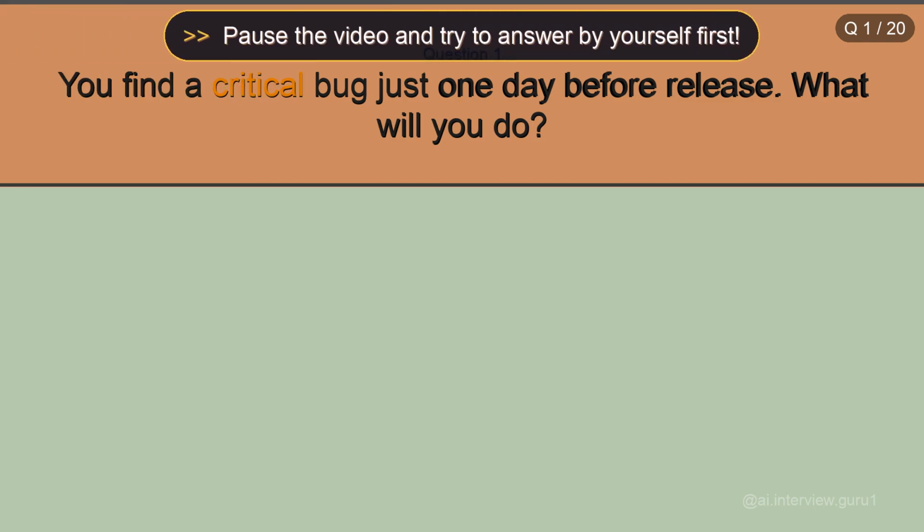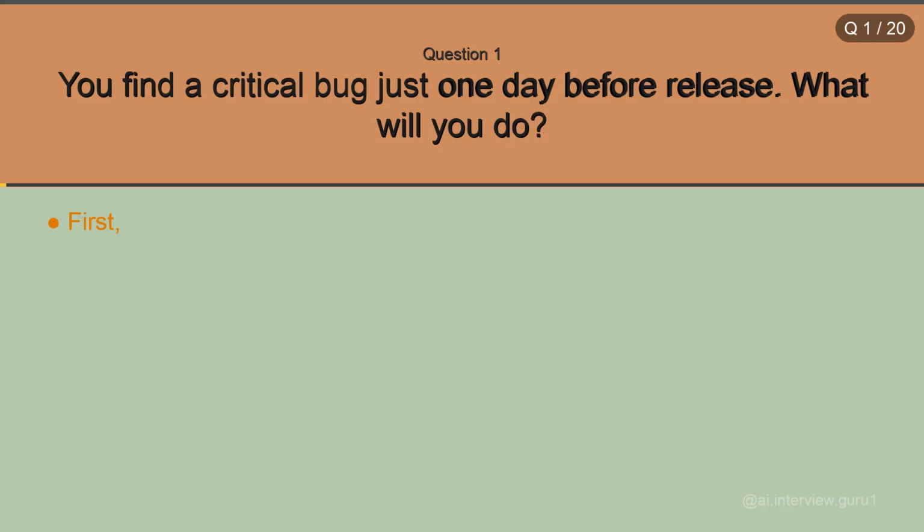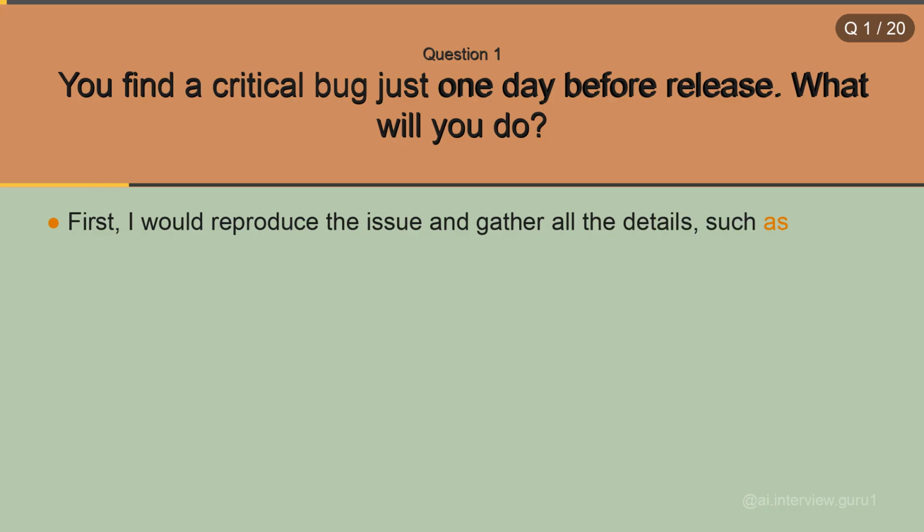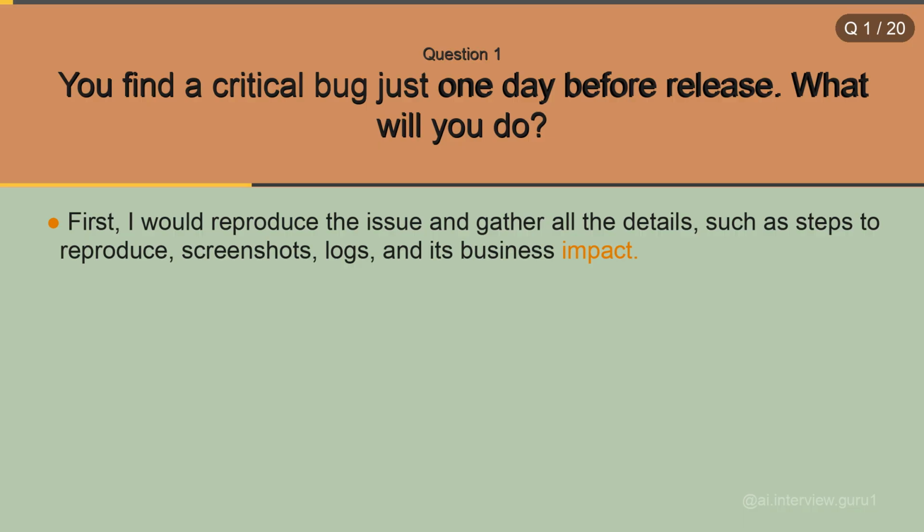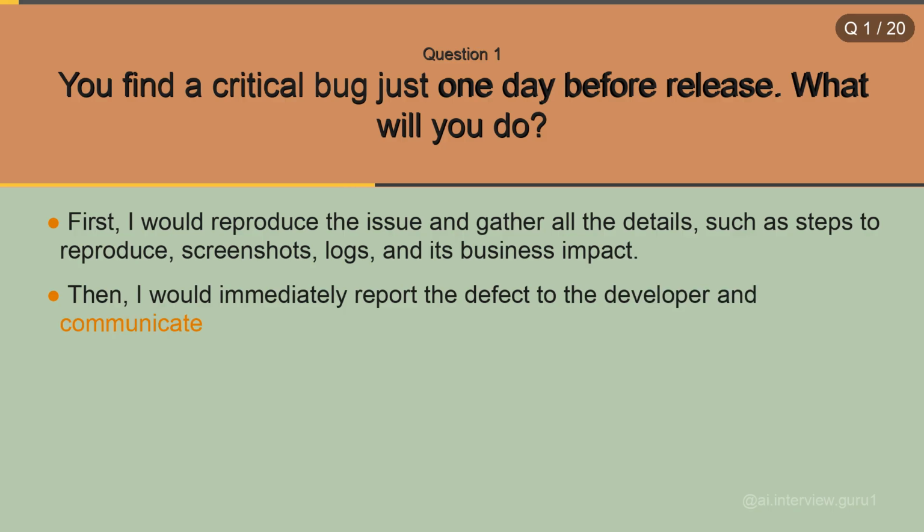You find a critical bug just one day before release. What will you do? First, I would reproduce the issue and gather all the details, such as steps to reproduce, screenshots, logs, and its business impact. Then, I would immediately report the defect to the developer and communicate it to the test lead and project manager.